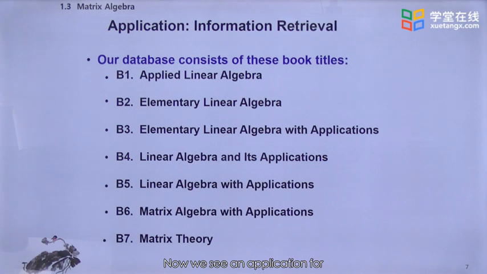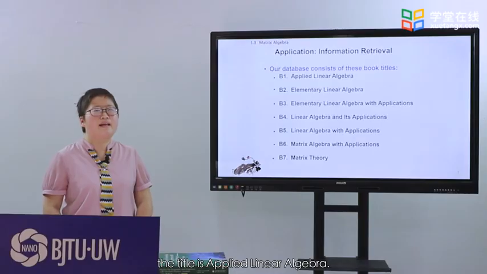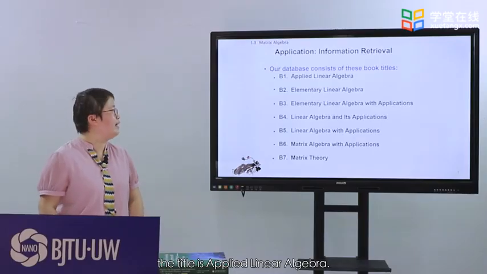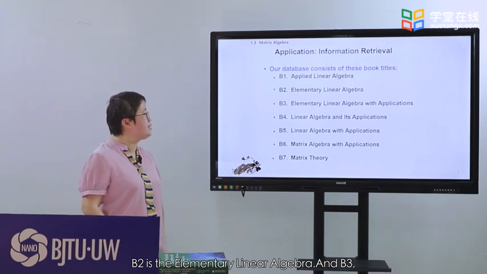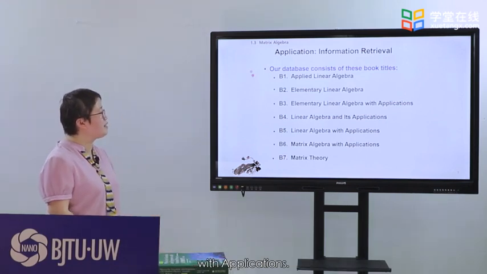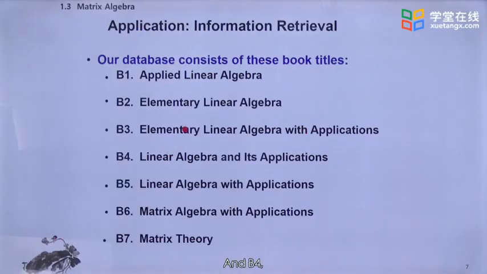Okay, now we see an application for this matrix algebra. The first one is about information retrieval. Our database now consists of these book titles. B1, book 1, the title is Applied Linear Algebra. B2 is Elementary Linear Algebra, and B3, Elementary Linear Algebra with Applications. And B4, Linear Algebra and its Applications, like this.